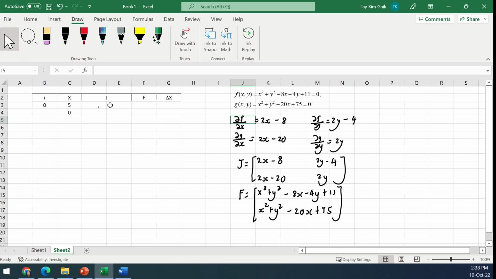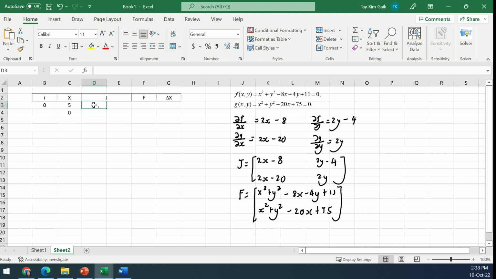Jacobian matrix. So the first cell is 2x minus 8. To type in a formula in Excel, make sure you type in equal, then 2 times. You cannot type x. X is stored in C3. So click C3, minus 8, enter. If you calculate manually, 2 times 5, 10 minus 8 is 2.